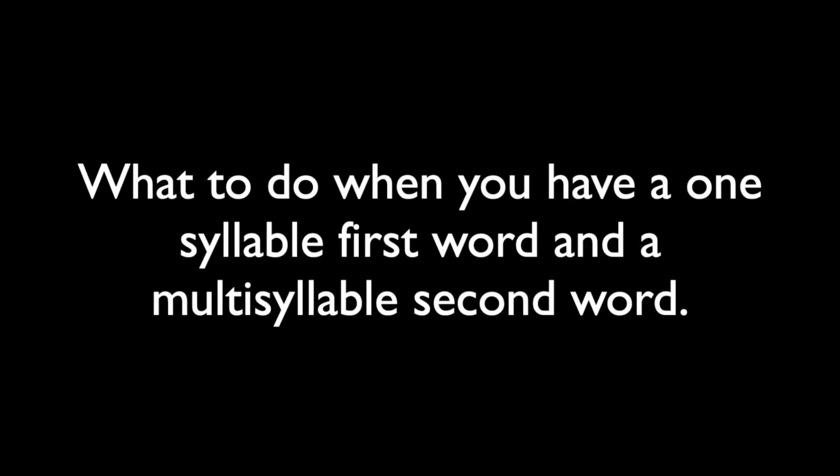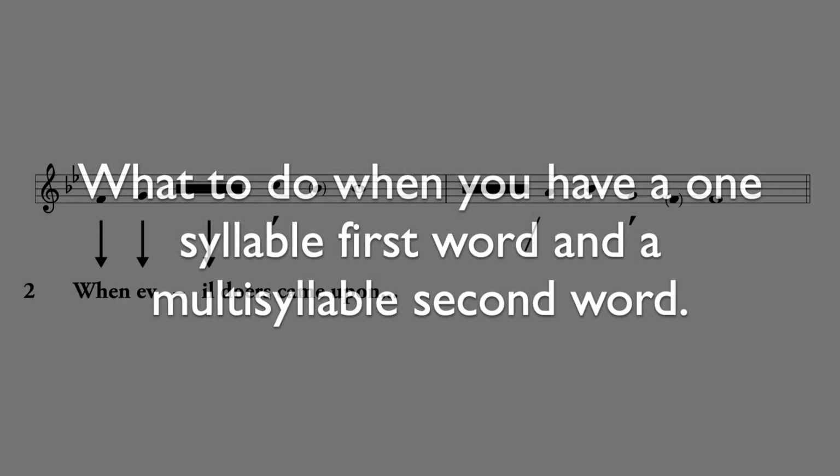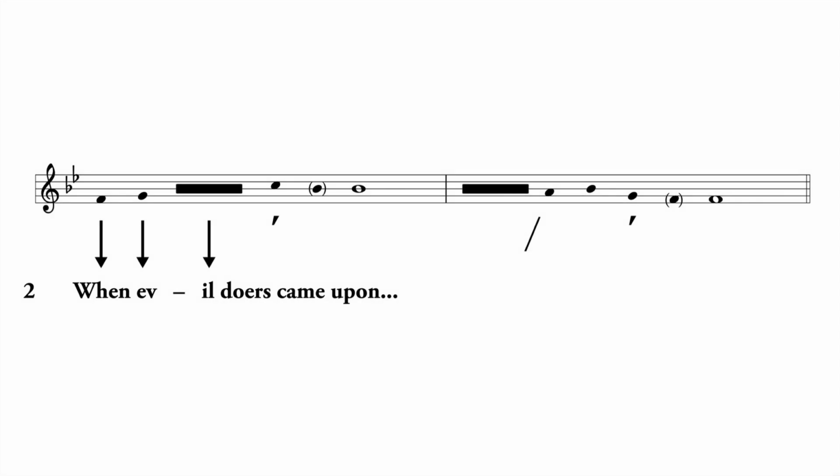In some instances, you'll have a one-syllable word followed by a two or more syllable word. In these cases, you'll sing the first word and the first syllable of the second word to the intonation, and then begin the first reciting note with the second syllable of the second word, like in verse 2. When evildoers come upon me to eat my flesh.